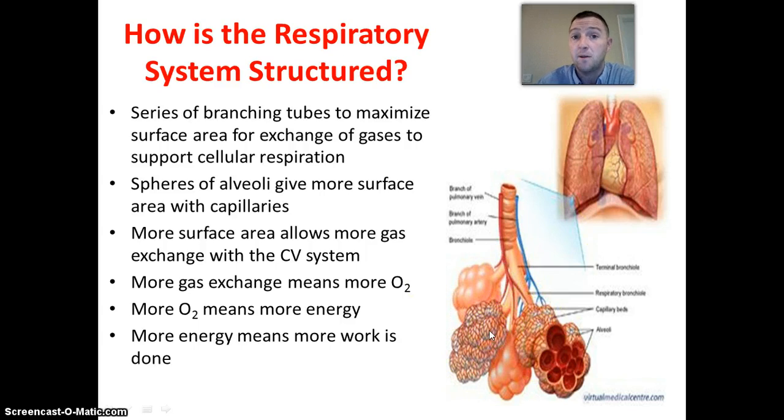All right, and so my alveoli, these sacs, are covered with capillaries. Why? Well, the capillaries are going to drop off their carbon dioxide and pick up oxygen. So the more surface area I have, the more exchange I can have with the cardiovascular system. The cardiovascular system and the respiratory system work together, hand in hand. More gas exchange means more oxygen. More oxygen means more energy for your cells. More energy means more work is done and they have a better chance at surviving and reproducing. The whole idea behind evolution.